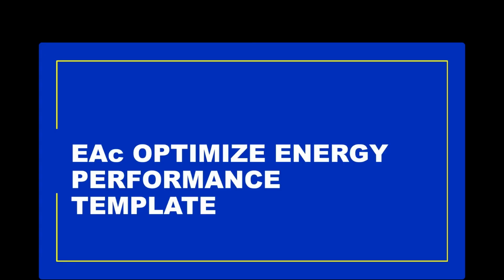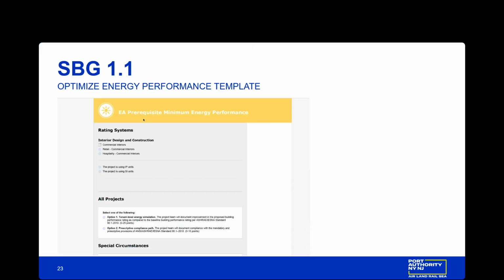We're going to be walking through the actual template. And here, this is the prerequisite template, which also applies to the actual credit, the regular credit. So most projects, again, fall under commercial interiors or retail. For the purpose of this, we're going to go with commercial interiors. We'll select our measuring units. Here we're using Imperial.